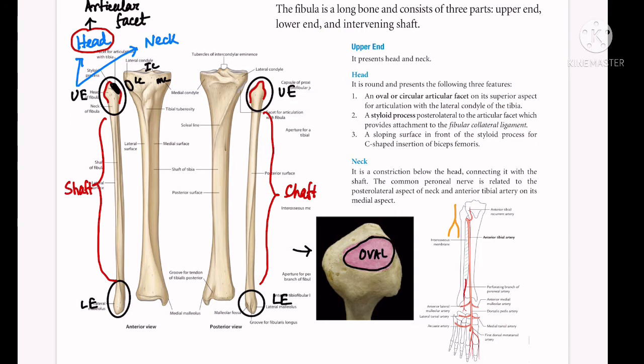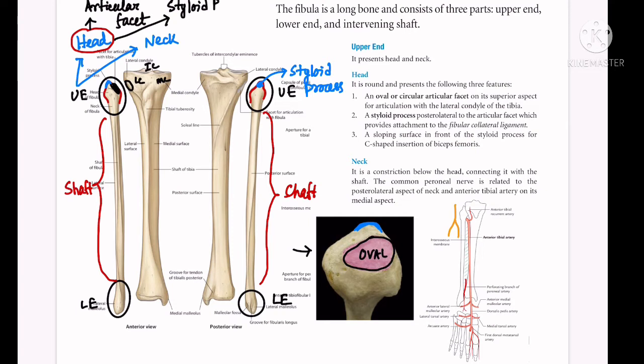Then you get a styloid process posterolateral to the articular facet. So what is the styloid process? The styloid process is a kind of projection posterolateral to the head. This is the styloid process. So another part of the head is the styloid process.